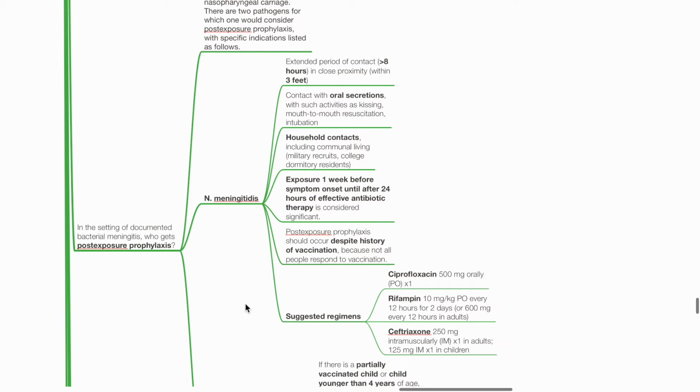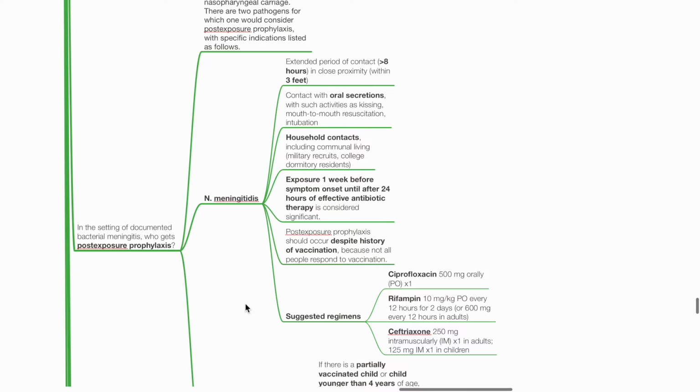Prophylaxis for Neisseria meningitidis. Indications include extended period of contact more than 8 hours in close proximity within 3 feet, contact with oral secretions, household contacts, exposure 1 week before symptom onset until after 24 hours of effective antibiotic therapy. Post-exposure prophylaxis should occur despite history of vaccination.